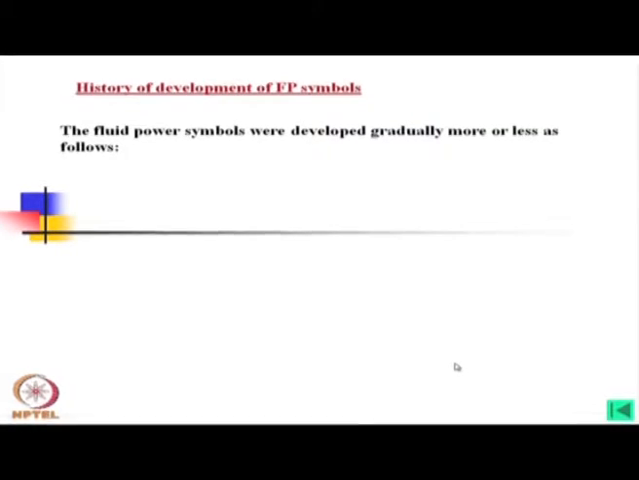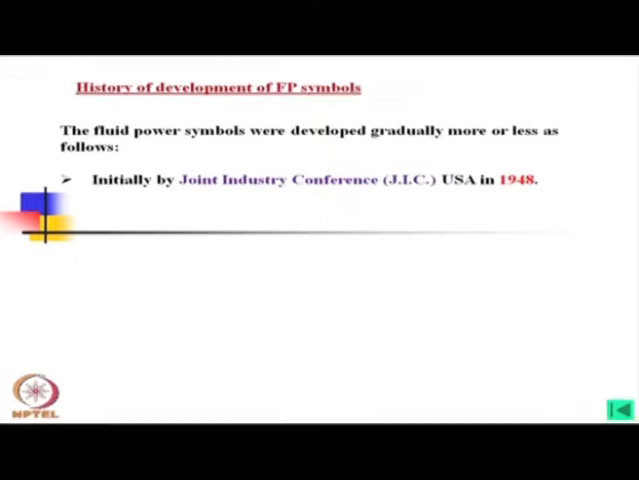Now, history of development of fluid power symbols. The fluid power symbols were developed gradually more or less as follows. Initially by the Joint Industry Conference, JIC, USA, in 1948. In my first lecture, as I told, after the Second World War, when many devices were developed, we were need based.